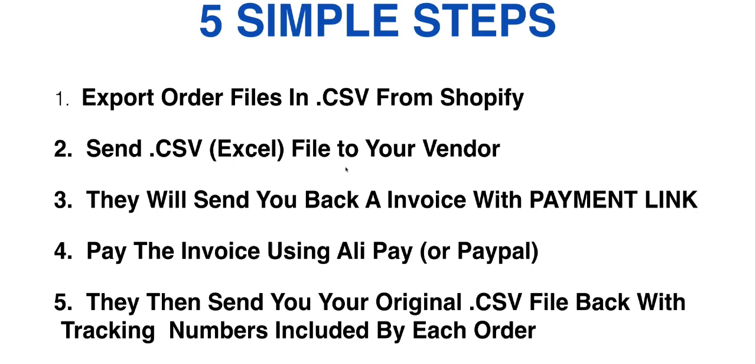So you're still getting tracking numbers, right? So they're going to send that file back to you and it's just going to have all the same information, but it's going to include the tracking numbers. So it's a beautiful thing, and it's 5 simple steps. You send them the orders, they then will send you an invoice. You pay the invoice using AliExpress or PayPal, and then they send you back the order files with all the tracking numbers on it.